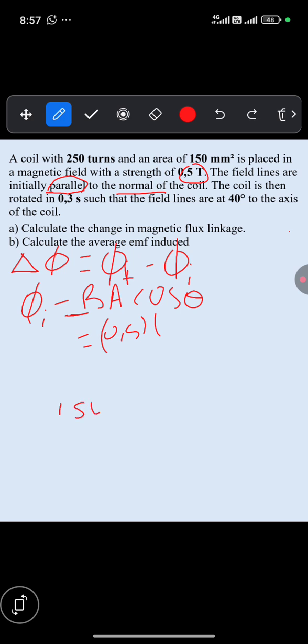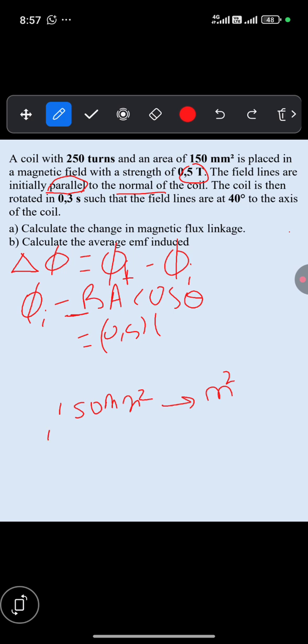The initial flux is equal to BA cos theta. Initially they say it is parallel to the normal, which means if this is the normal parallel, then the angle is 0. So the magnetic field strength is 0.5. The area is 150 millimeters squared. We don't want millimeters squared, we must convert that into meters squared.